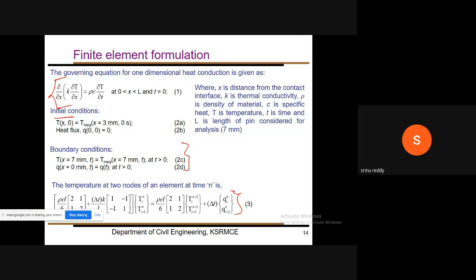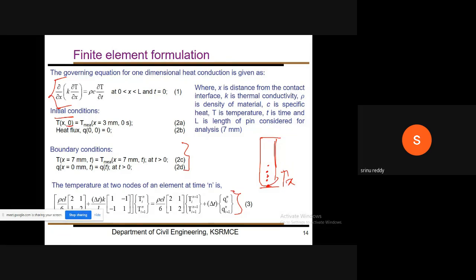X is the space component. Space is something like, if you assume this is the pin specimen, from this contact point, this is the X actually. At each point we are interested in where we are measuring. So at any x, at any time.